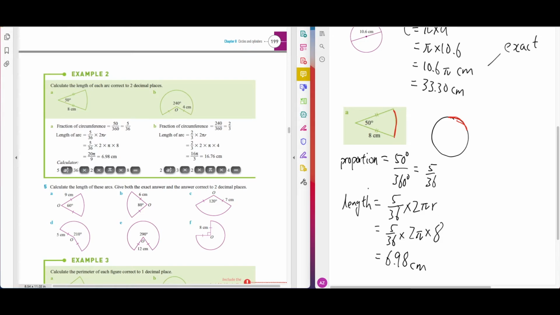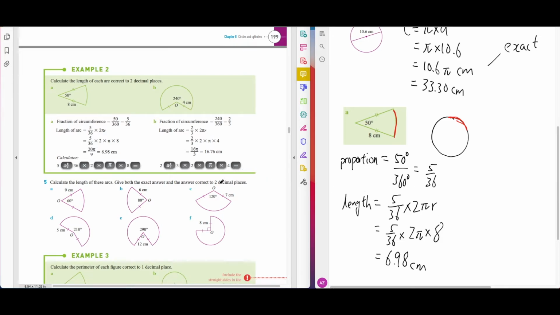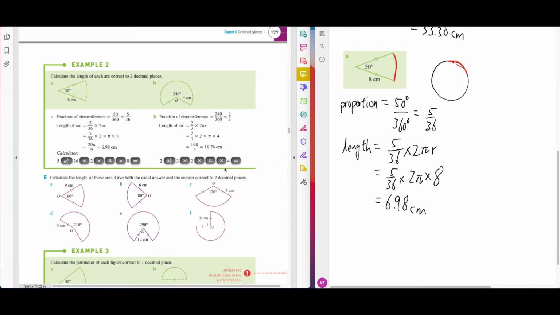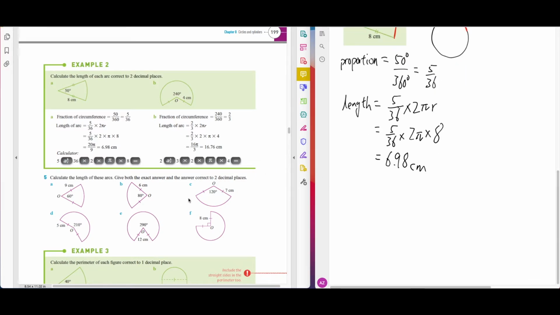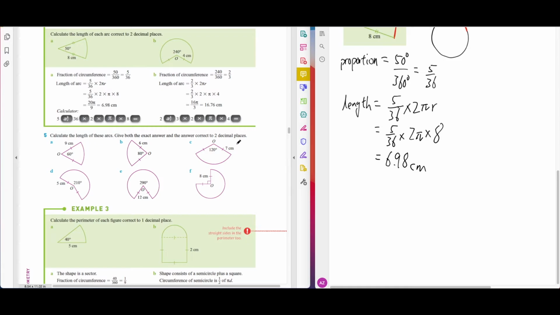Okay, so I'm just going to go through a few more of these examples, as I do believe these are a little bit more challenging. So let's try and do this question. What this question is asking is calculate the length of the arc. So it's not actually asking you to find the perimeter of this shape. It's only asking you to find out this length here.